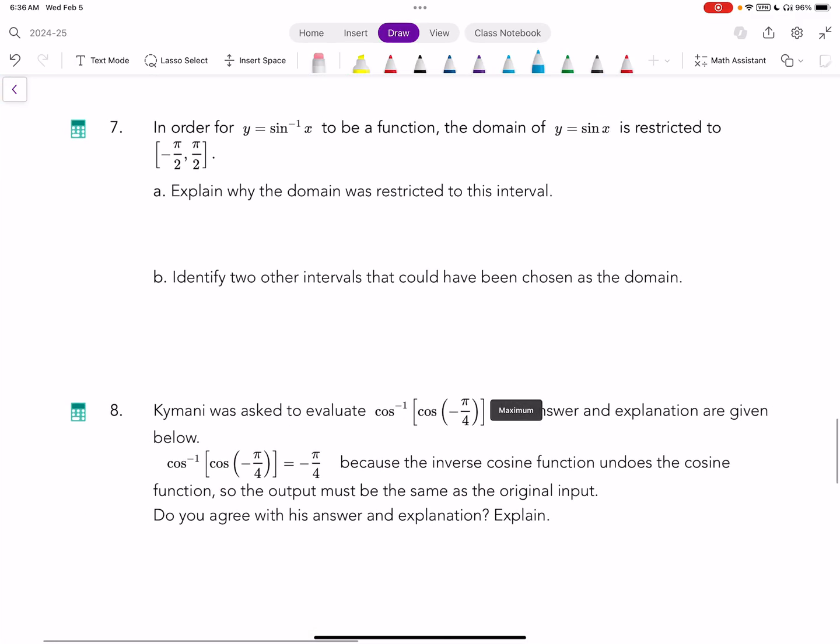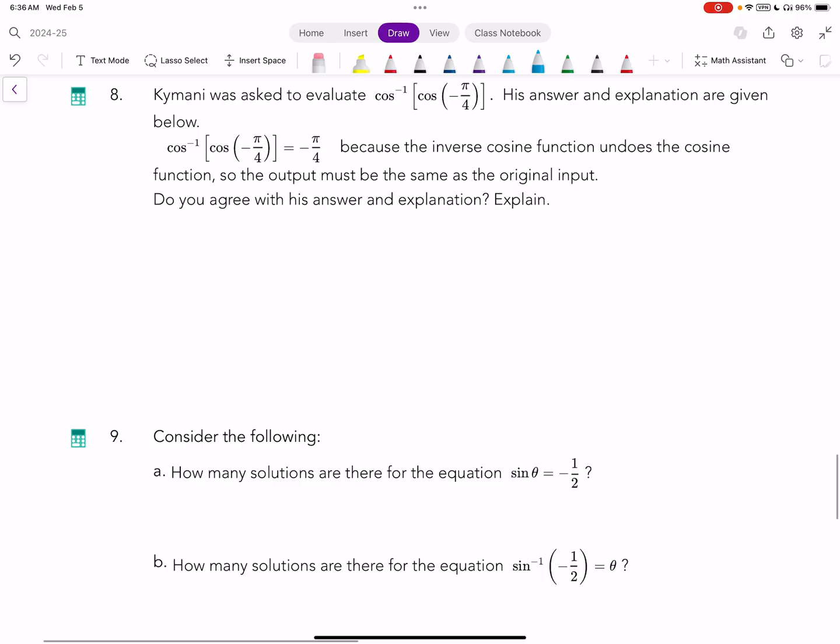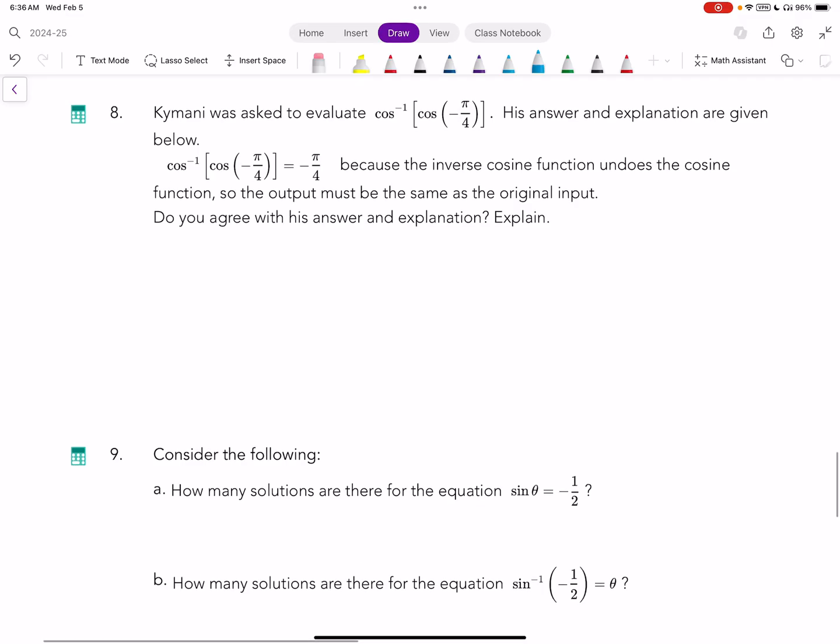All right. Number 7, I'm not going to re-explain because I've already explained that in the lesson. So let's go to number 8. Kimani here was asked to evaluate this expression. His answer and explanation are given below. He thinks it's equal to negative pi fourths because the inverse cosine function undoes the cosine function, so the output must be the same as the original input. Do you agree or disagree?